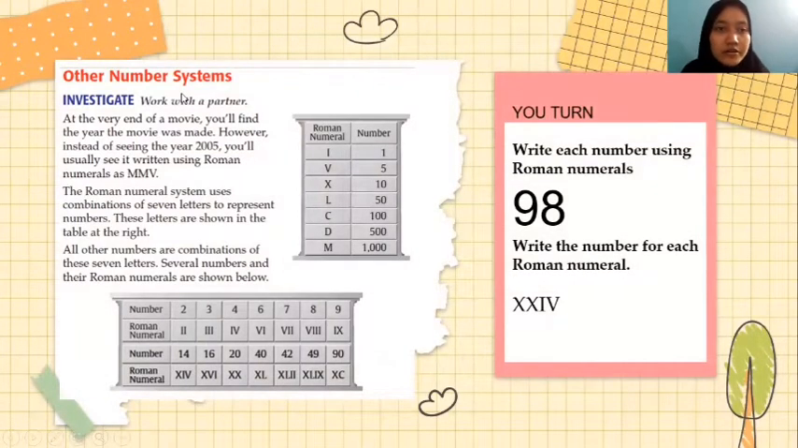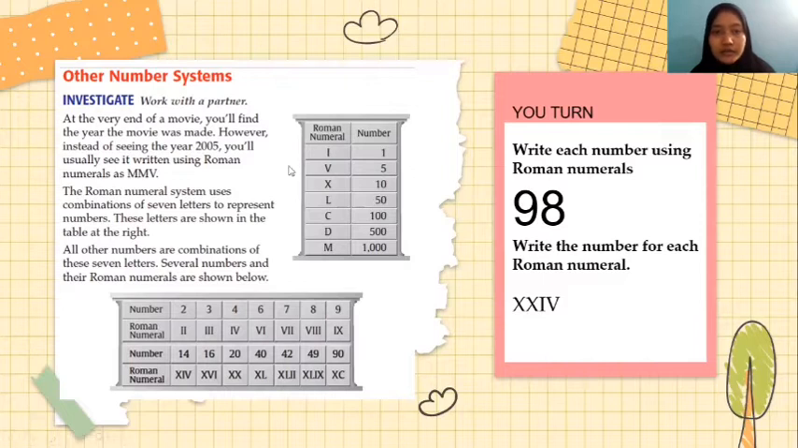Next, other number systems. Investigate. This is Roman numerals. At the very end of a movie, you'll find the year the movie was made. However, instead of seeing the year 2005, you will usually see it written using Roman numerals as MMV. This is Roman numerals.